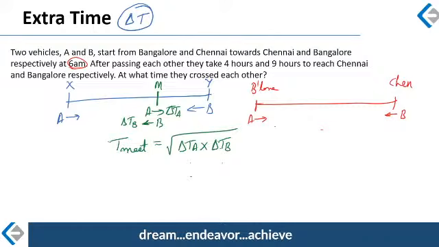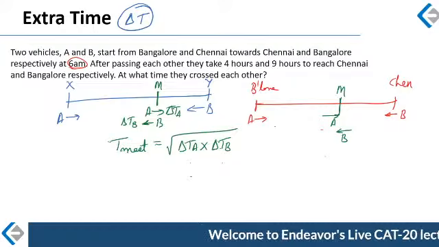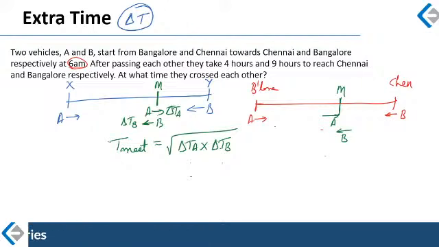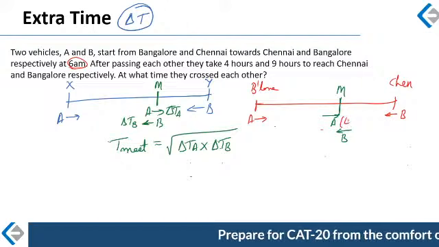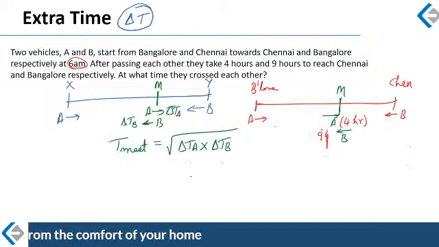After passing each other, they met at a point called M. A was here, B was here, at the same time. After passing each other, they take 4 hours and 9 hours to reach Chennai and Bangalore respectively. What are they trying to say? After passing, A takes 4 hours. The 4 hours is not the total time of the journey, guys. After crossing, A requires 4 more hours to complete the rest of the journey, whereas B requires 9 hours.